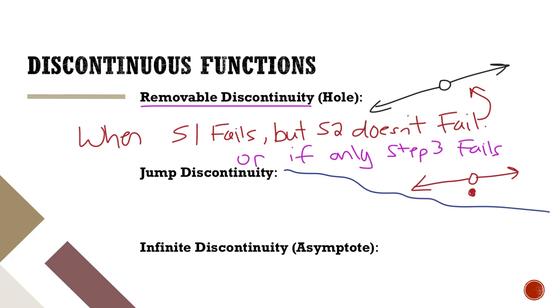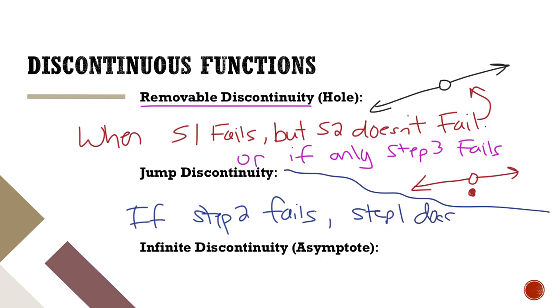Now, jump discontinuity is if step 2 fails. So if step 2 fails, but step 1 doesn't fail, then this will be a jump discontinuity. And then the last one is where all steps fail. It will not have a limit, it will not have this, therefore if they're both not good, then you can't have the last one equal to each other.